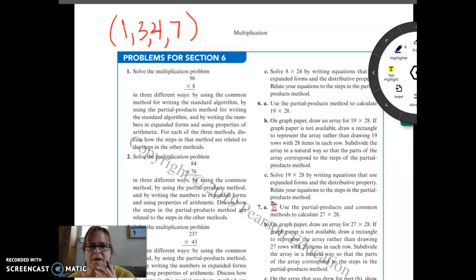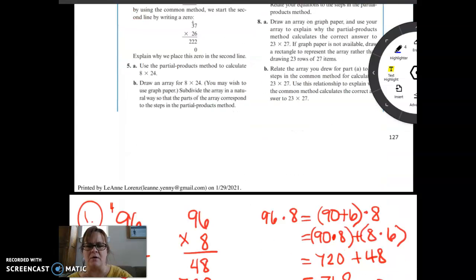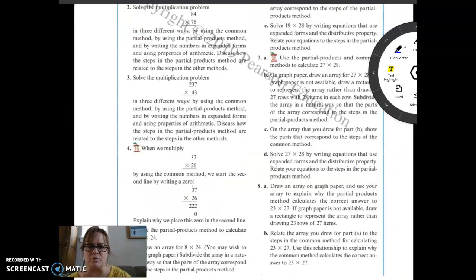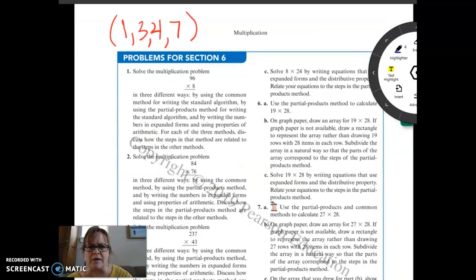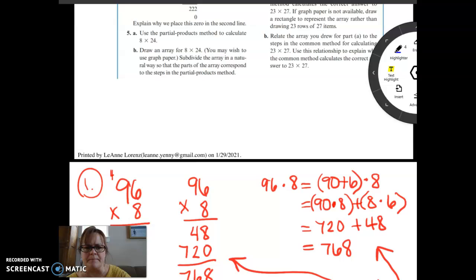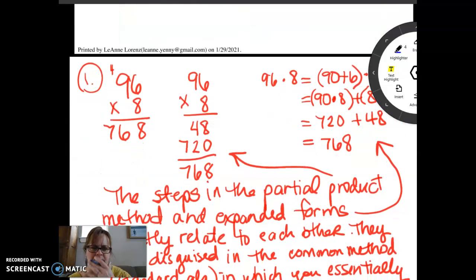So in number 1, we have to solve this multiplication problem in 3 different ways. We're looking at the standard algorithm, also called the common method. We're looking at partial products. And then we're also going to look at how those methods are related. We're also going to look at the expanded form that uses some of the properties that we looked at in the last couple sections.